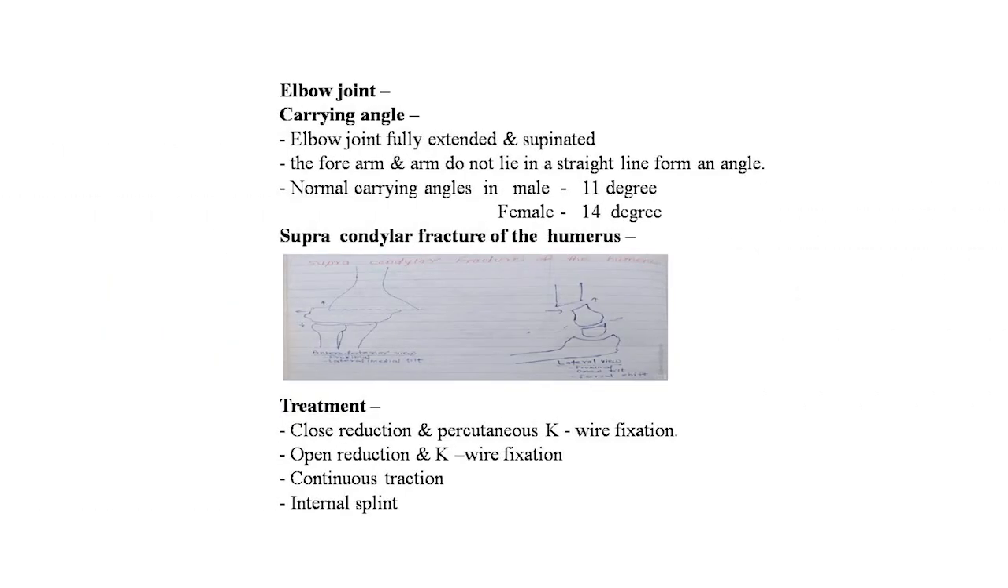Next is the elbow joint. Elbow joint carrying angle. With the elbow joint fully extended and supinated, the forearm and arm do not lie in a straight line but form an angle. The normal carrying angle in males is 11 degrees and in females 14 degrees.